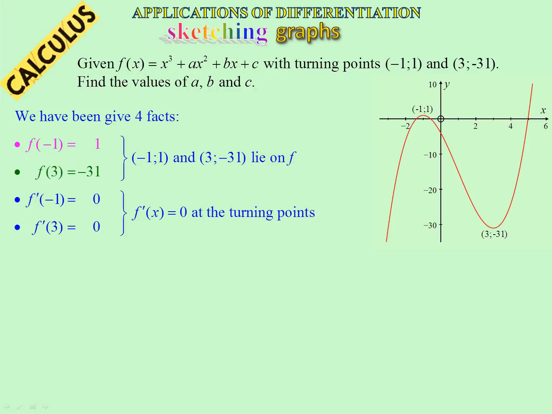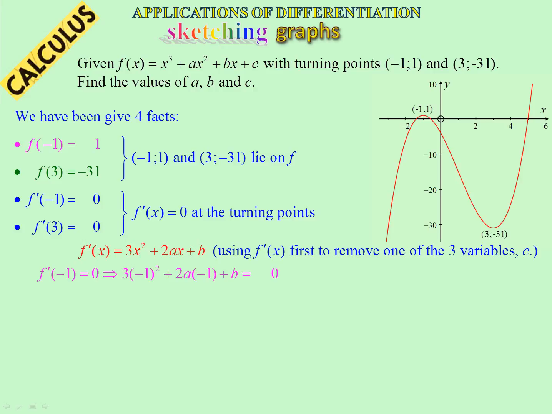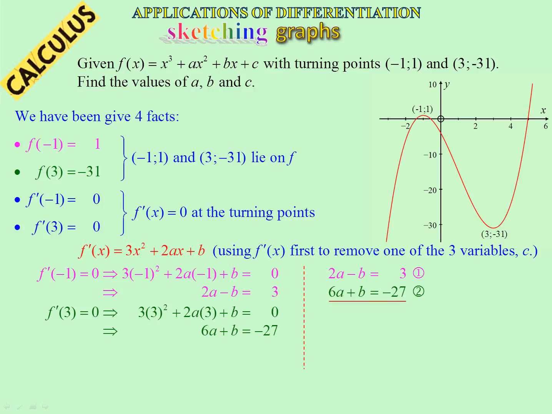I'm going to use the derivative because that means it gets rid of the c for now. So we're only dealing with 2 variables. Substitute -1 into the derivative equal to 0 and that gives us that equation. Do the same with 3. So we now have 2 equations. We're going to do simultaneous equations. Easiest way, if I add, you'll see that the b's go. So let's add those equations.